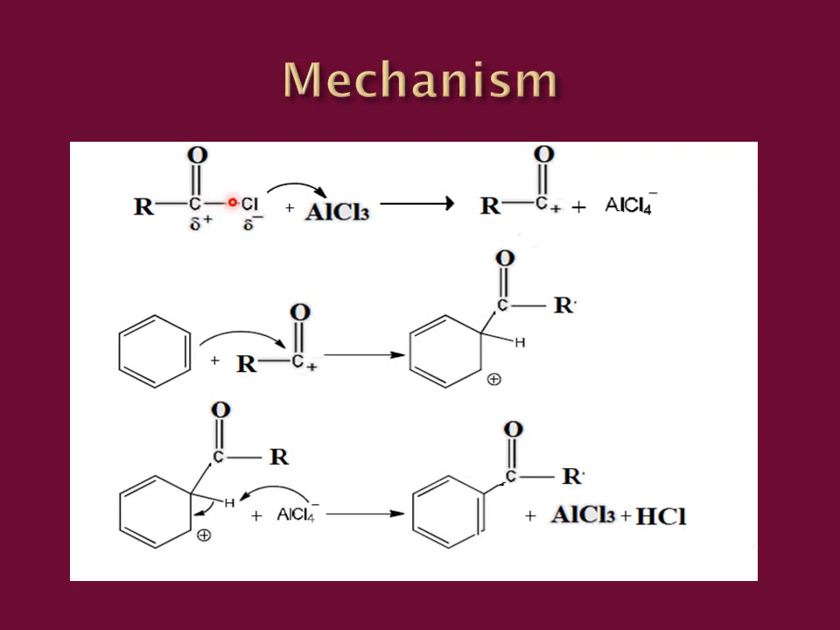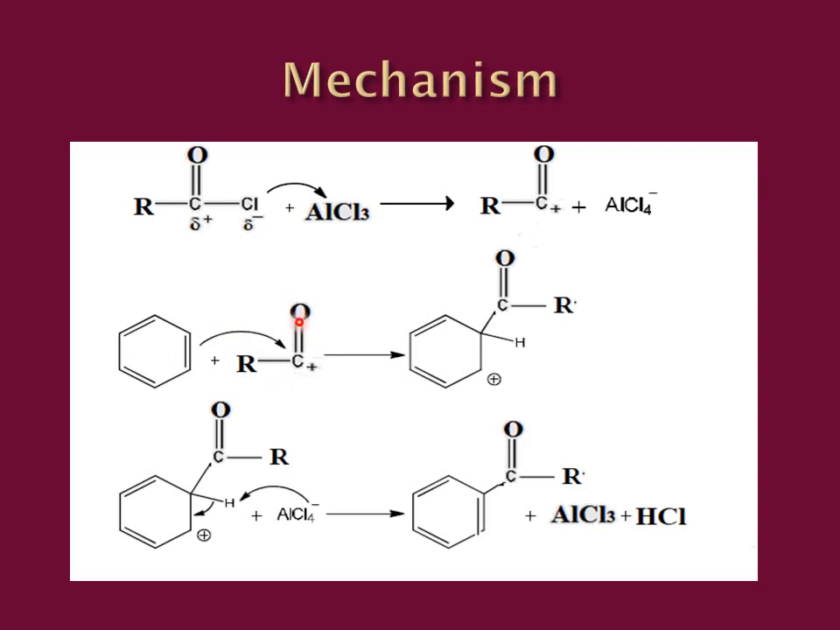R C double bond O with a positive charge is called acylium ion. In the second step, benzene with its double bond acting as a nucleophile is going to attack the carbon of the acylium ion and make a bond with it. The second carbon of this benzene will be deprived of the electron density and get a positive charge.